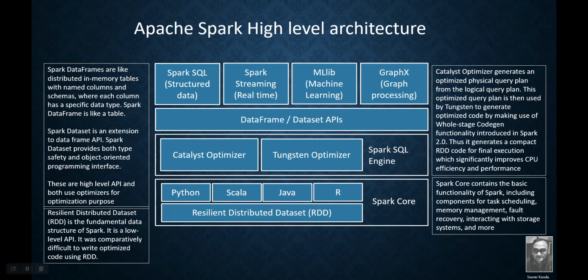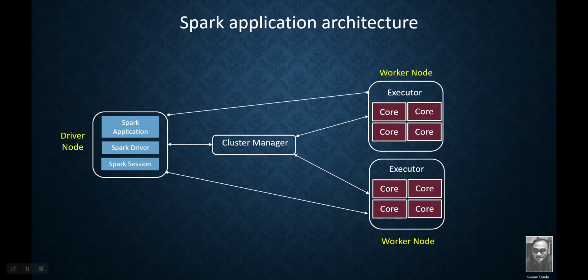Okay, so let's move to the next one. This is the Spark application architecture. If you remember, in some previous slides we were talking about driver, worker, and those things. You can see here there is a driver node, there is a cluster manager, and there are worker nodes within which there are executors within which there is some code. Spark application basically consists of a driver process, as you can see here, and a set of executor processes.